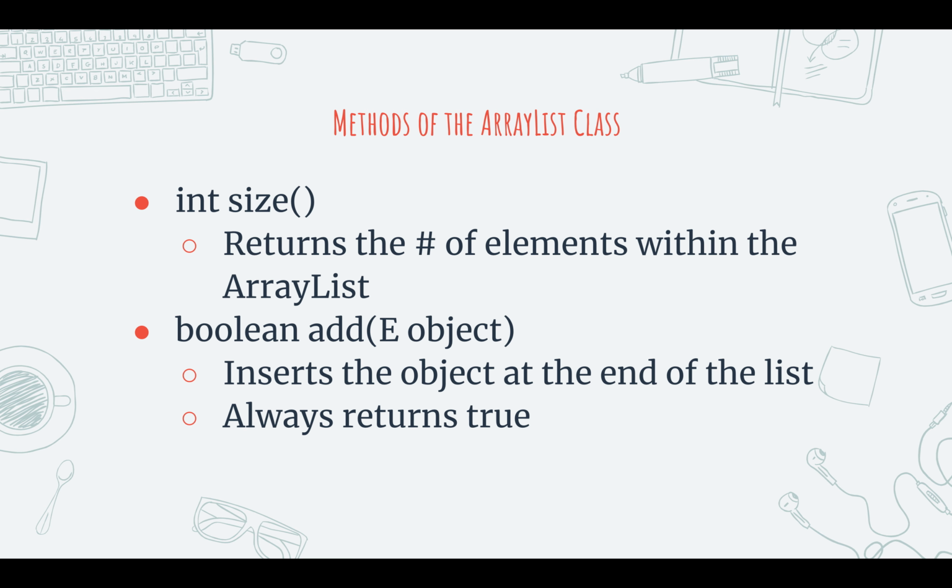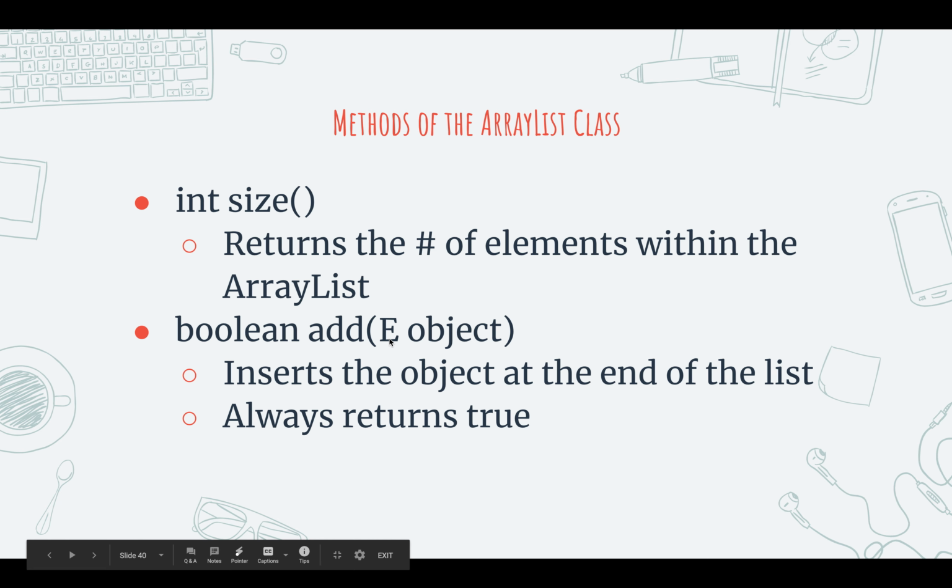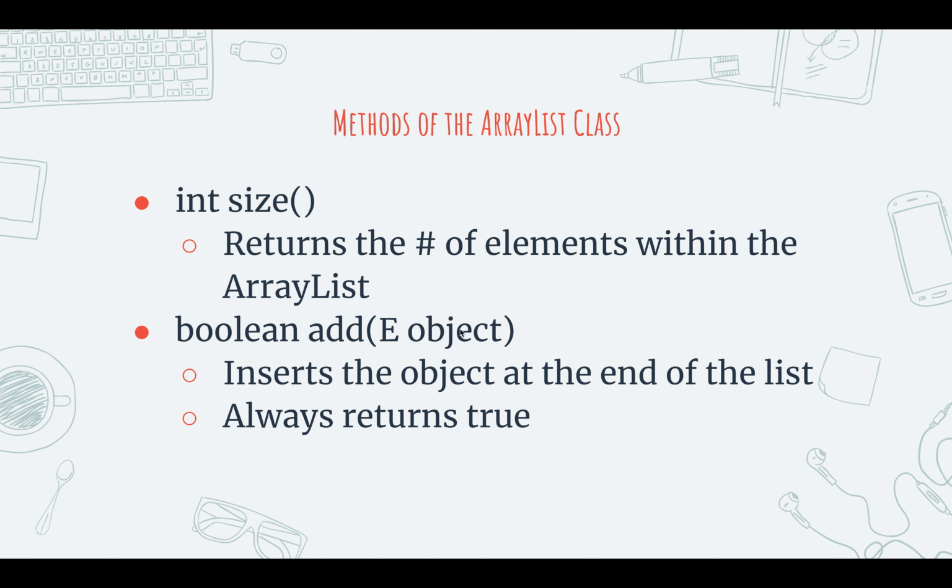And if you have only one argument within the add method, it's going to return a Boolean value. That Boolean value, as I put in the PowerPoint, is always going to be true. Most likely you won't need the Boolean expression that it returns, but you will have to remember that it does return a Boolean expression. E just represents a data type that you could put within the ArrayList, and then object is just an identifier.